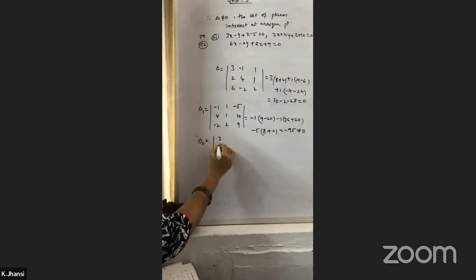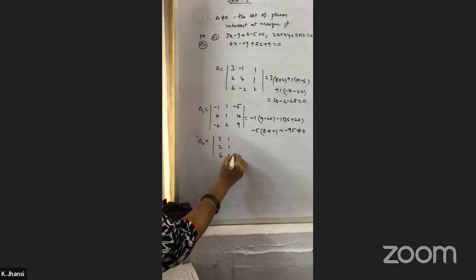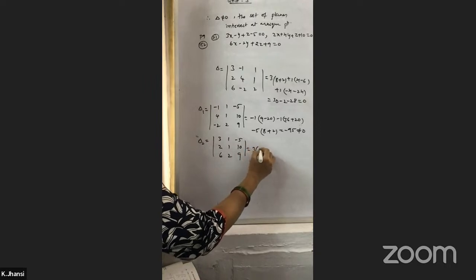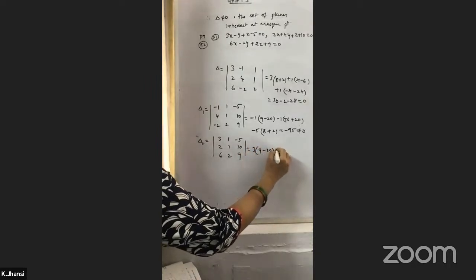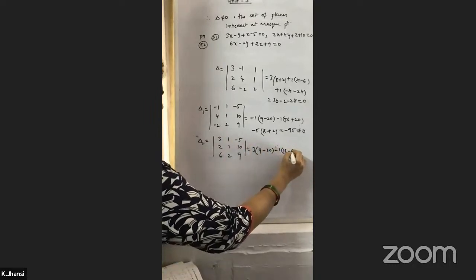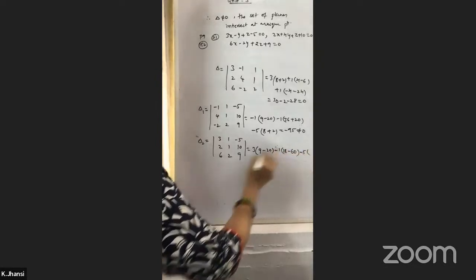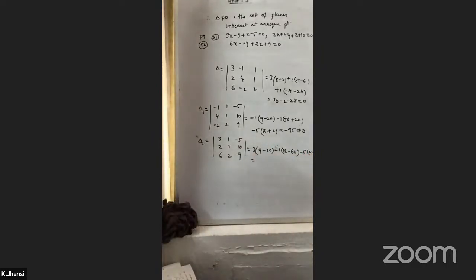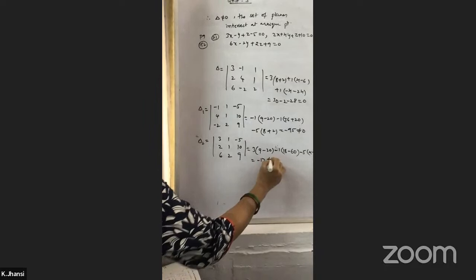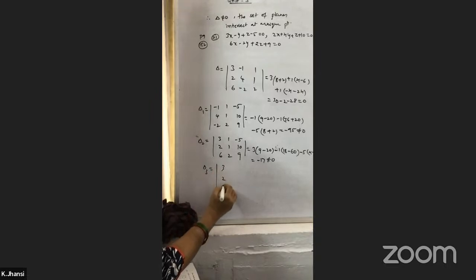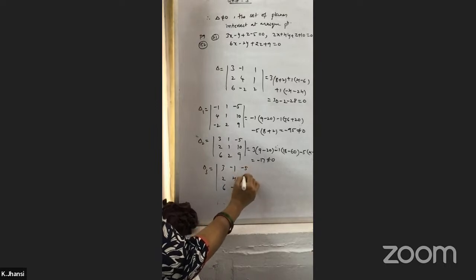Delta 2 is 3, 2, 6, 1, 1, 2, minus 5, 10, 9. So this is also 3 into (9 minus 20), minus 1 into (9 times 18), minus 6 into 10 times 60, minus 5 into (2 times 4, minus 6). And this delta 2 value, you will get minus 17. Not equal to 0. So delta 3 is 3, 2, 6, minus 1, 4, minus 2, minus 5, 10, 9.